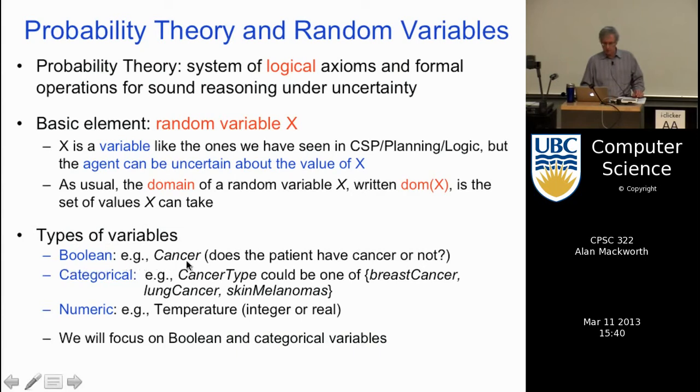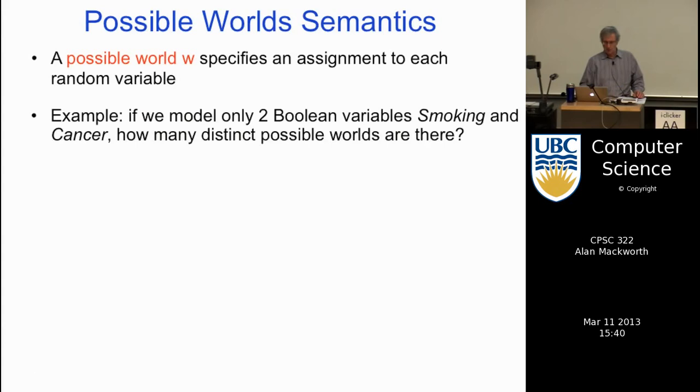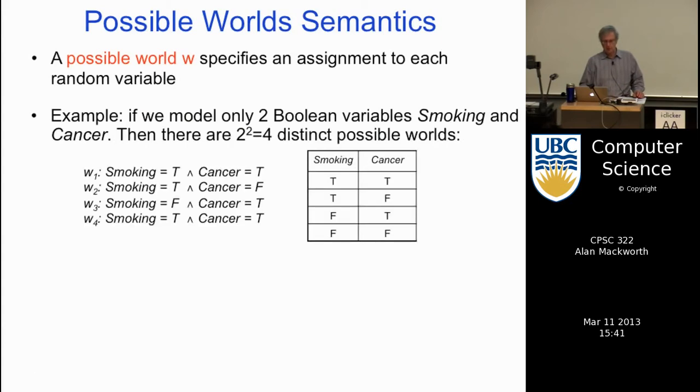So Boolean is true or false. Categorical is one of a certain finite number in a set. Numeric is where you have a scale, and it could be either integer or real, so on and so forth. We're primarily going to talk about Boolean and categorical variables, but everything we say will apply to numeric variables as well. So again, we want to look at the semantics, and again, we do this through possible worlds.